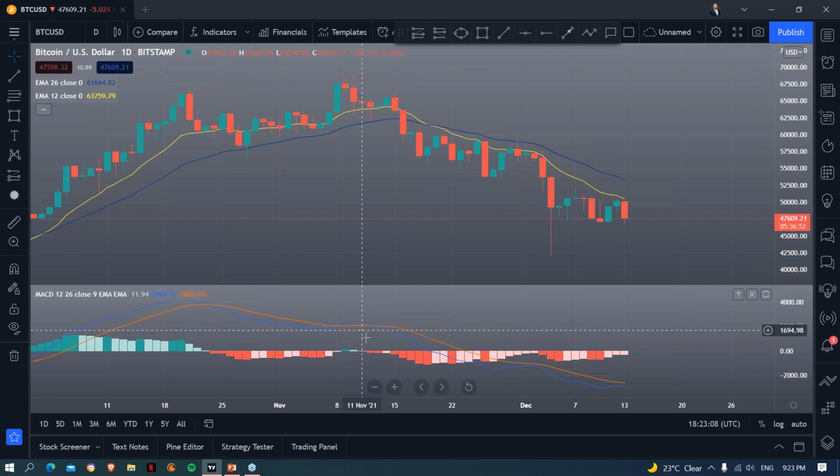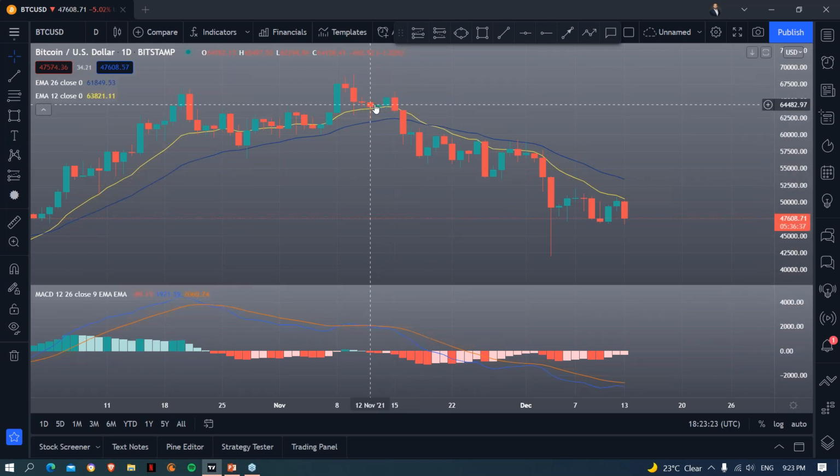You see how it happened here? It got close here, but the crossover didn't happen. So this is where we got our signal that we need to sell. The market was at $64,000. So if we sold here and listened to the MACD indicator, we could have made from 64,700 all the way to 47.